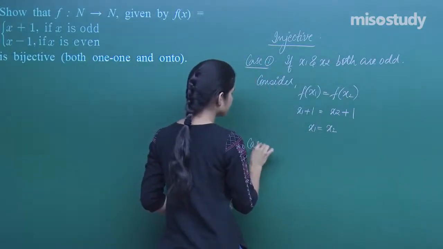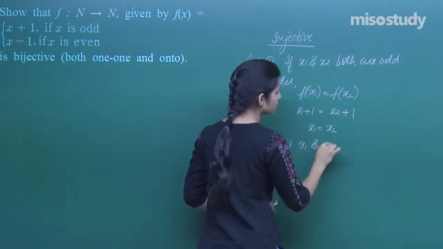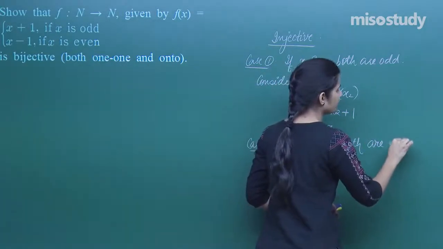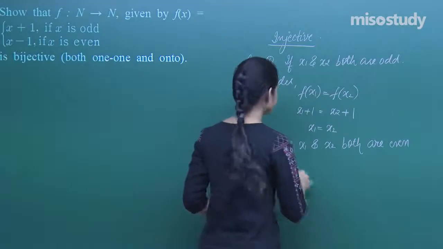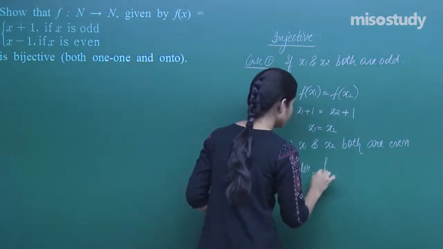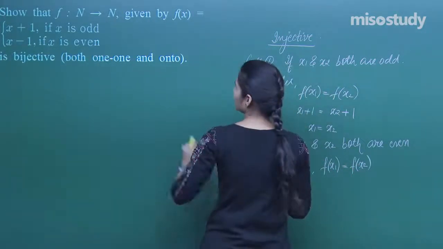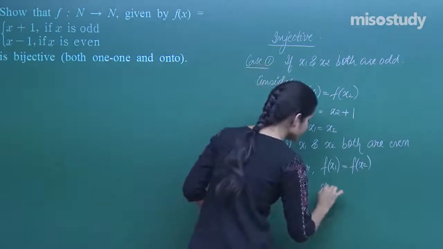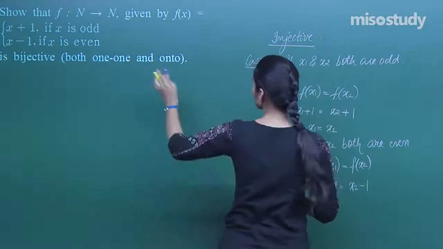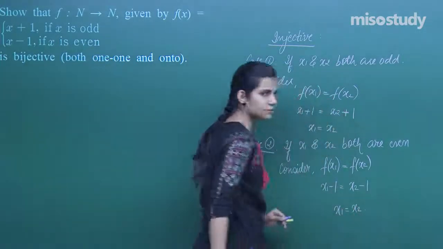Case 2. If x1 and x2 both are even, in this case if you consider f of x1 equals f of x2, then f of x1 is x1 minus 1 and f of x2 is x2 minus 1 because both x1 and x2 are even. Again you get very clearly x1 equals x2.